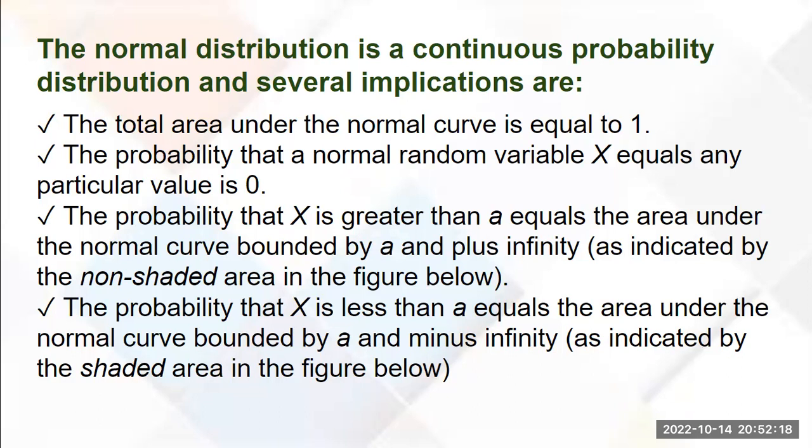And the probability that x is greater than a equals the area under the normal curve bounded by a and plus infinity, as indicated by the non-shaded area in the figure. And the probability that x is less than a equals the area under the normal curve bounded by a and minus infinity.